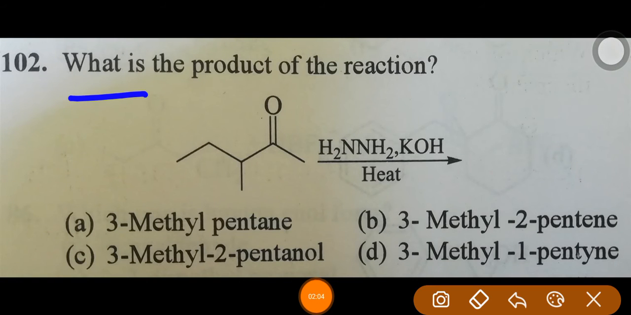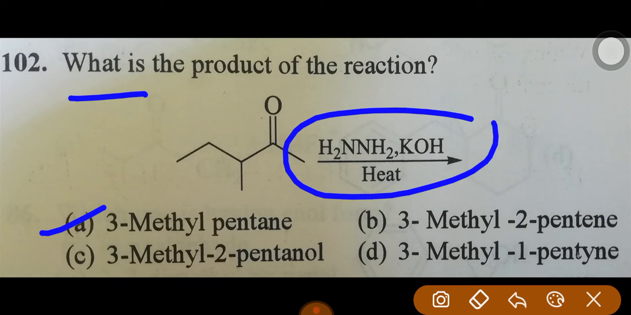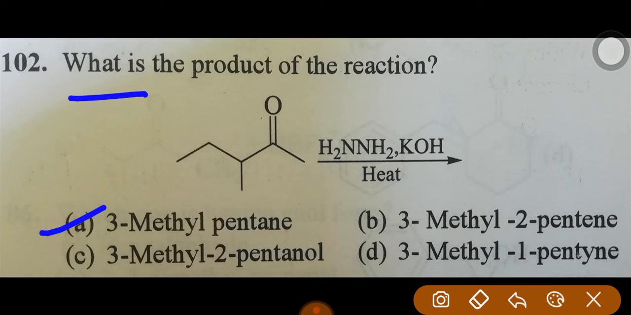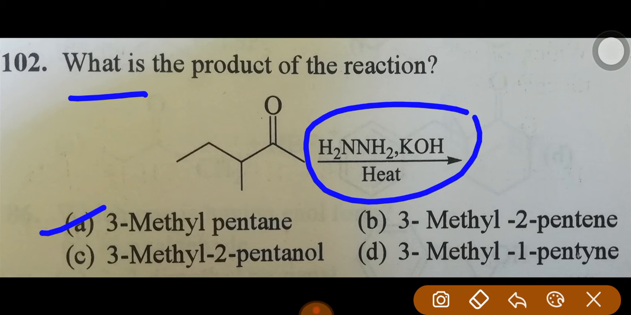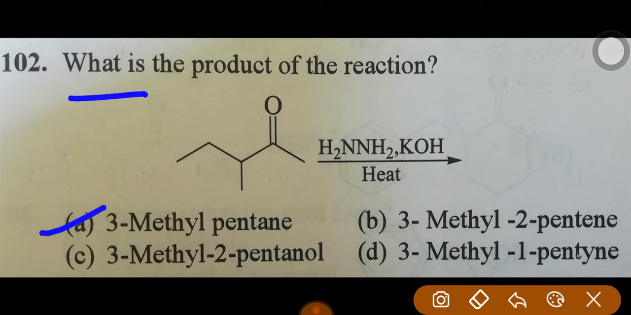What is the product of the reaction? The answer of this question is A, because these reagents are the reagents of the Wolff-Kishner reaction. Here hydrazine and base are given. So these are the reagents of the Wolff-Kishner reaction, and the Wolff-Kishner reagent converts this keto group into an alkane. So the answer of this question is A.